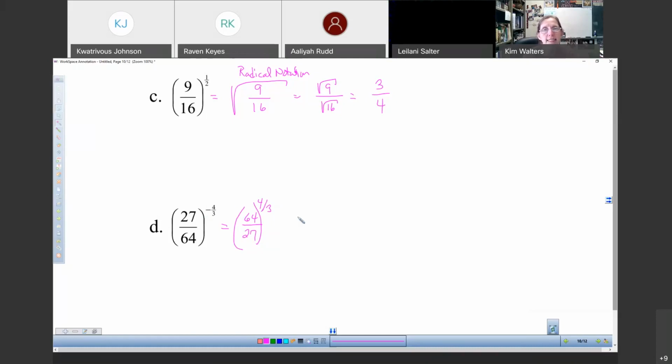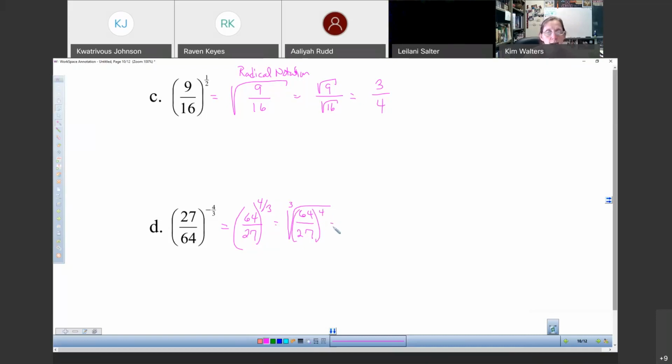Now we're going to turn this into radical notation. So this is the cubed root of 64/27, and all of this is raised to the 4th power. Now, I'm actually going to do this. It doesn't really matter which way you do this. We can put it in here as to the 4th power. It's going to be messy whichever way we do it.